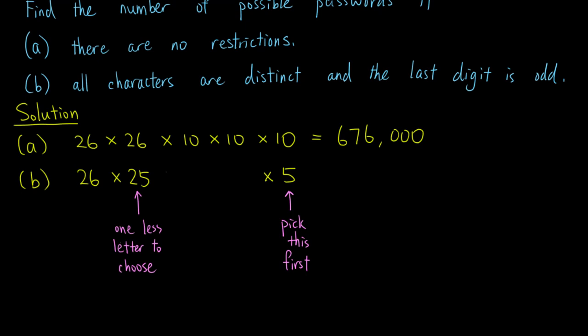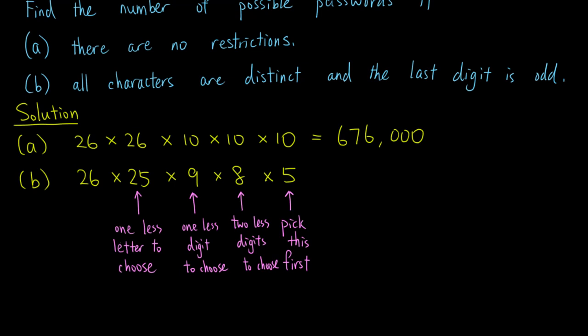Now, when we pick the first digit, we have one less digit to choose from, since we have already picked the last digit. So there are 9 choices for the first digit. Similarly, when we pick the second digit, there are 2 digits already chosen, so we have only 8 choices left. The answer is 234,000.